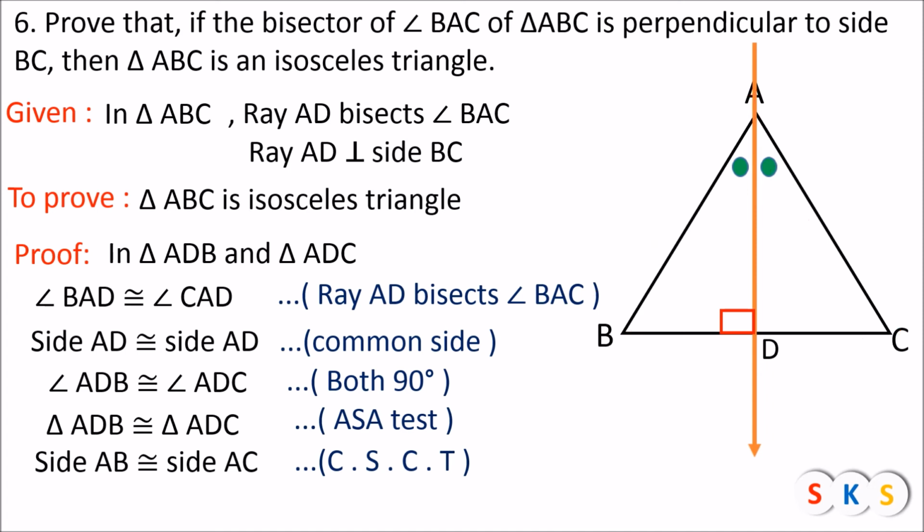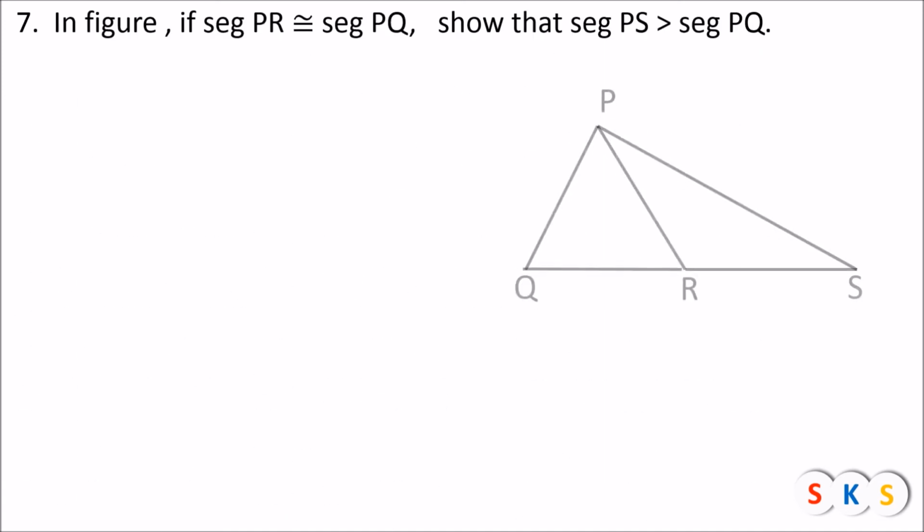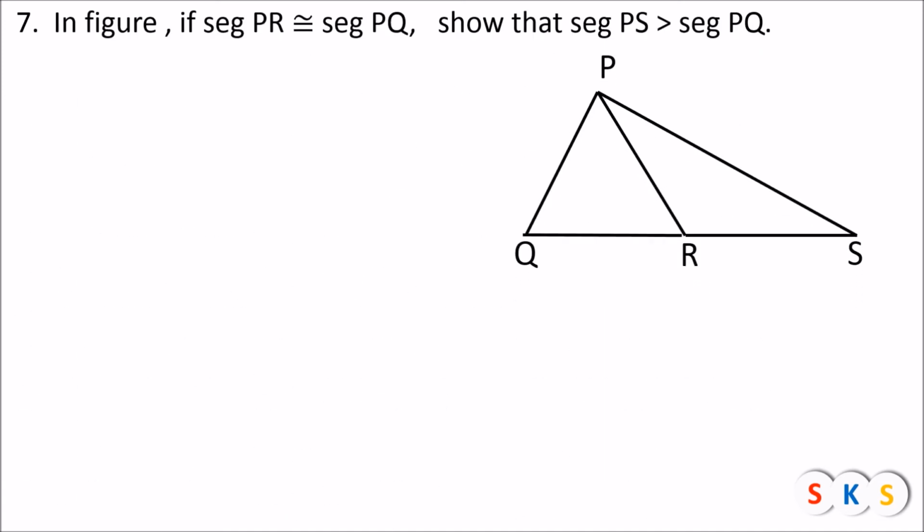Here we have question number 7 in the figure. If seg PR is congruent to seg PQ, show that seg PS is greater than seg PQ. Let's see the given part of this question. Seg PR is congruent to seg PQ, that is given.